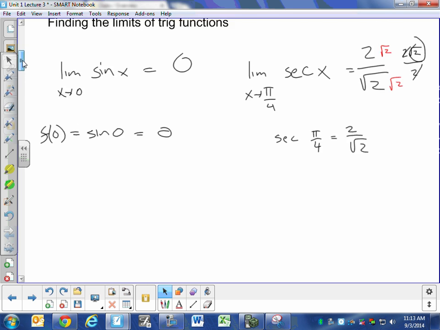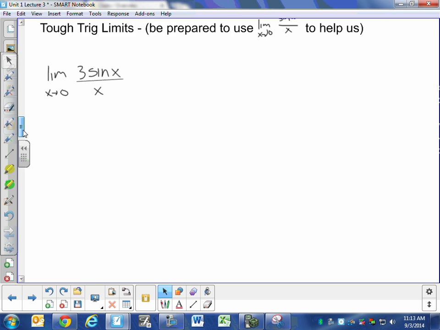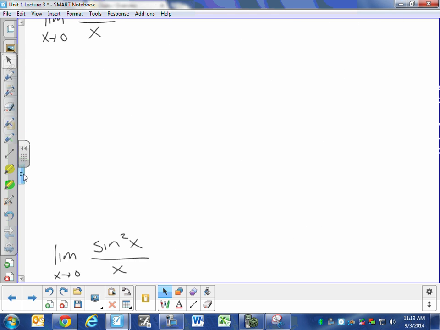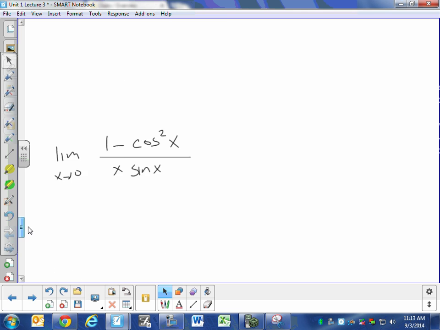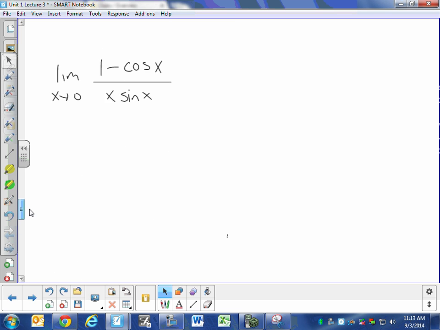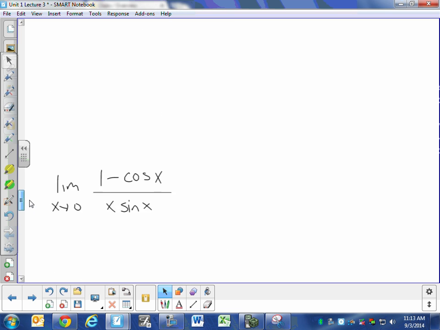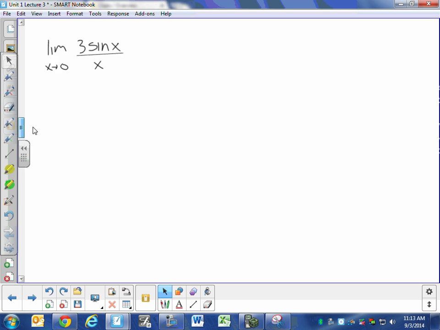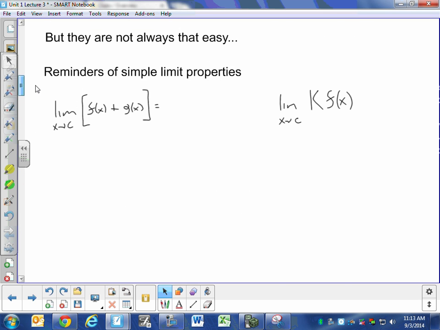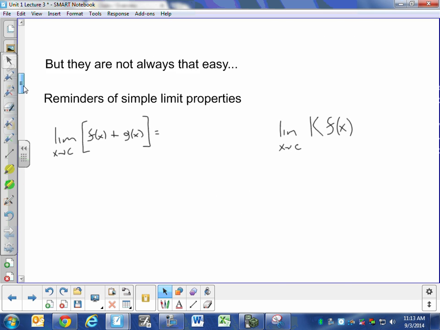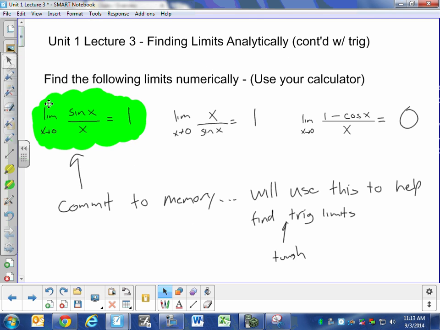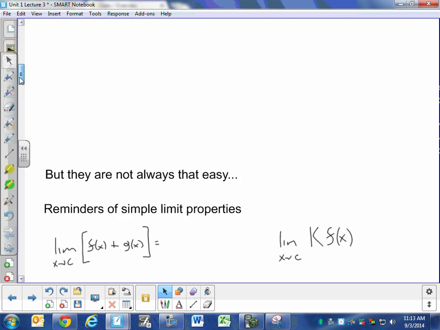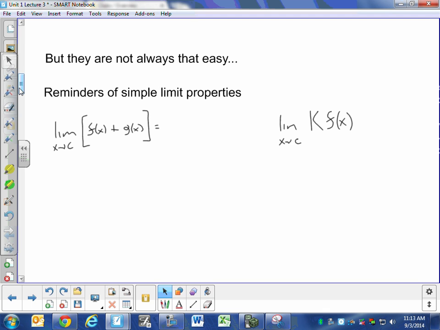But of course, these are the easy ones. There will be other ones that we're going to be doing that aren't going to be as easy. I'm not going to be able to just plug in 0 into 1 minus cosine x divided by x sine x. To do those, we're going to need 2 things. We're going to first need this limit that we've committed to memory. We'll also need these properties that we're going to use, as well as some trig identity properties that we're going to use.